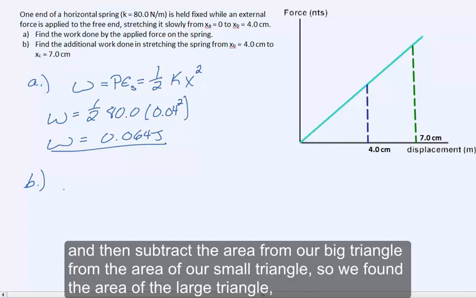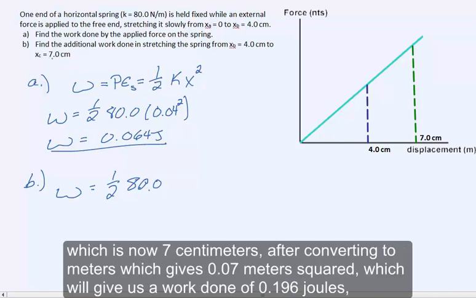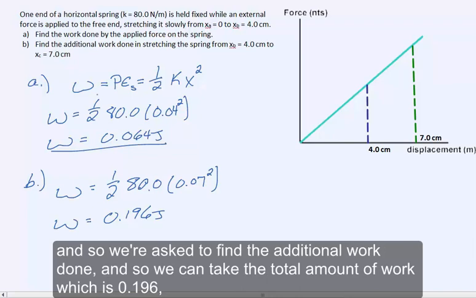So if we find the area of the large triangle, we see that the area is 1/2 times our spring constant of 80 newtons per meter times our displacement squared, which is now 7 centimeters. After converting to meters, we'd get 0.07 meters squared, which will give us a work done of 0.196 joules.